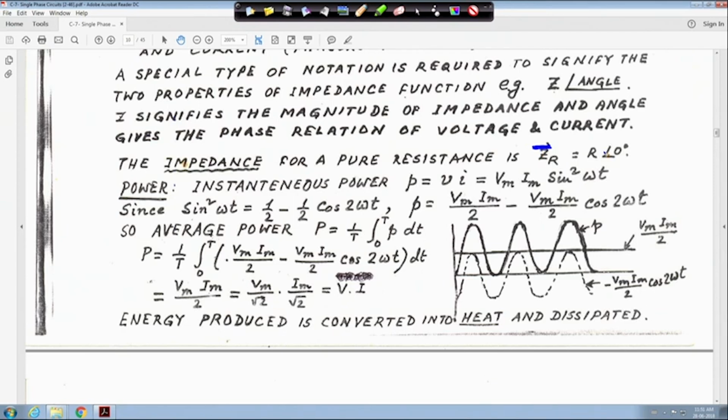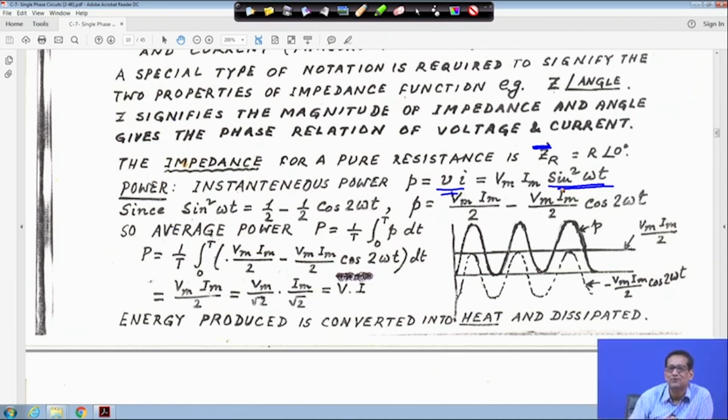Now, instantaneous power, because in an AC circuit it is time varying. So, instantaneous power P is equal to V into I. V is equal to Vm sin omega t and I is equal to Im sin omega t. If you multiply this, it will be Vm Im sin square omega t. Since cos 2 theta is equal to 1 minus 2 sin square theta, sin square theta is equal to (1 minus cos 2 theta) by 2. So, here it is (1 minus cos 2 omega t) by 2. If you do so, it becomes Vm Im by 2 minus Vm Im by 2 cos 2 omega t, this you know.